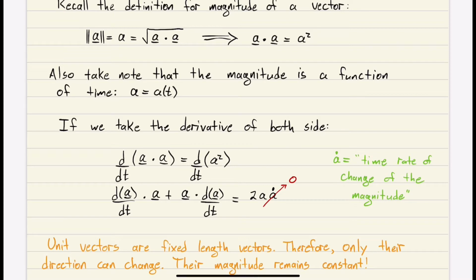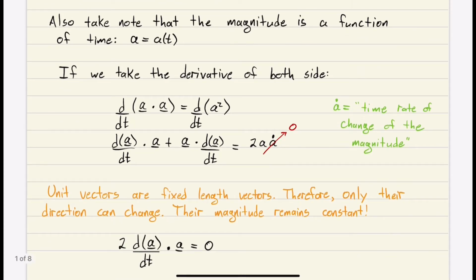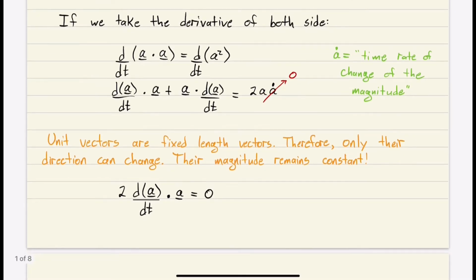Now, unit vectors are fixed length vectors. Therefore, only their direction can change. Their magnitude remains constant. Their magnitude remains constant at 1. It cannot change. It is a unit vector. So there is no a dot. It's 0 because the length isn't changing. So this side is 0 for unit vectors.